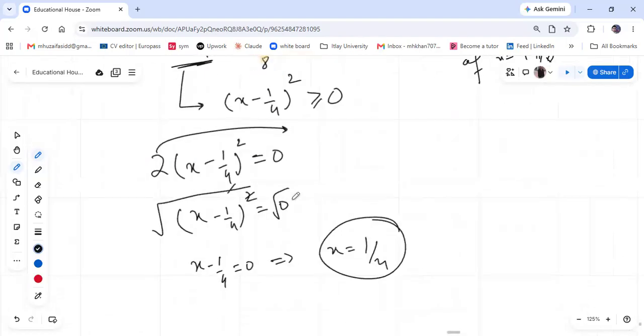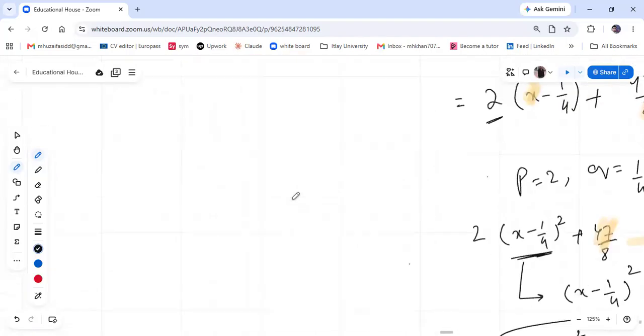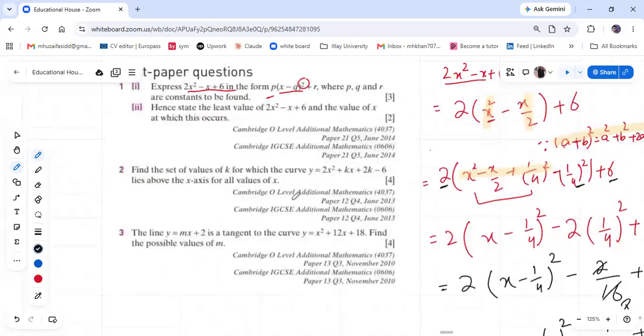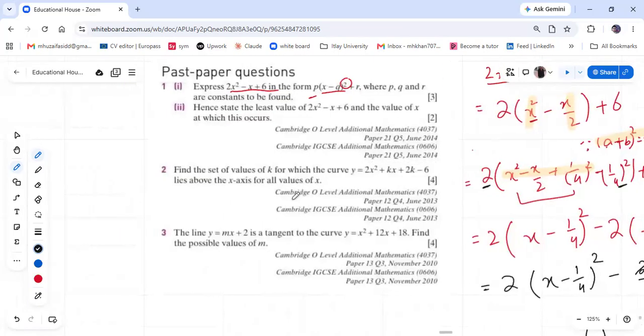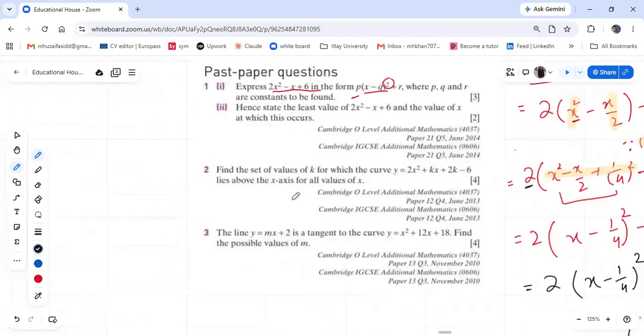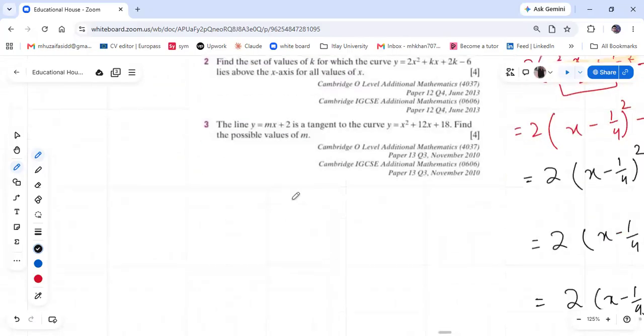Okay. Now we are moving to our other problem of the exam. Find the set of values of k for which the curve y equals 2x squared plus kx plus 2k minus 6 lies above the x-axis for all values of x. Basically, we want to find the values of k.